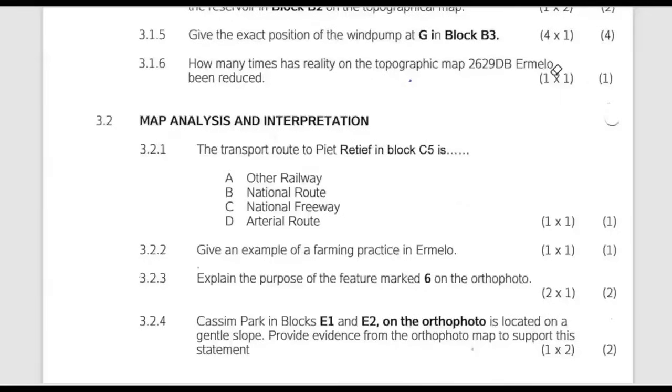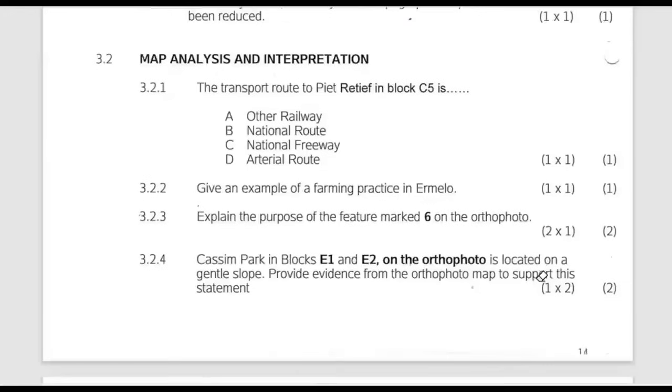with this key of the map to see which nature of the road is portrayed by the route that you are seeing in that particular block. So you are able to figure out the correct response. Then to give an example of farming practice in MLO. Unfortunately, we don't have the evidence. You check on the evidence to see what actually is happening in that particular block. But it's much easier to check on the map.